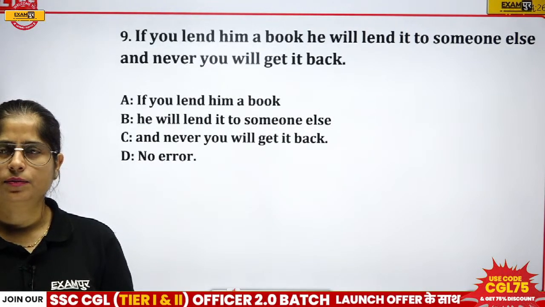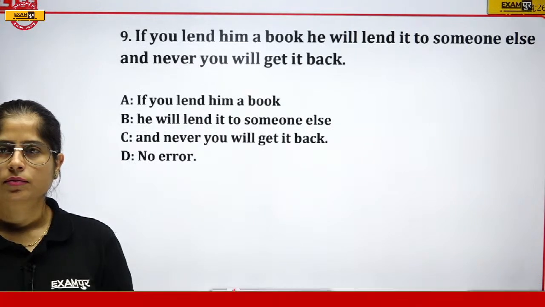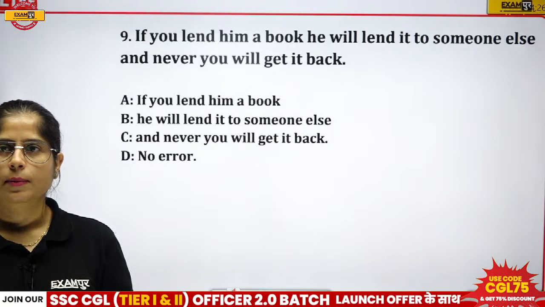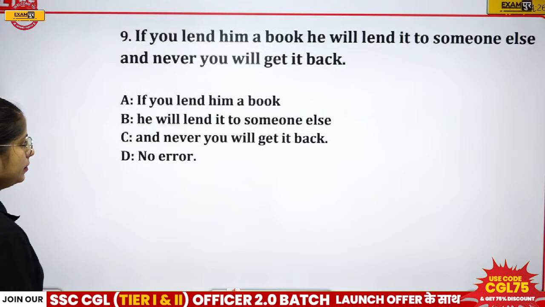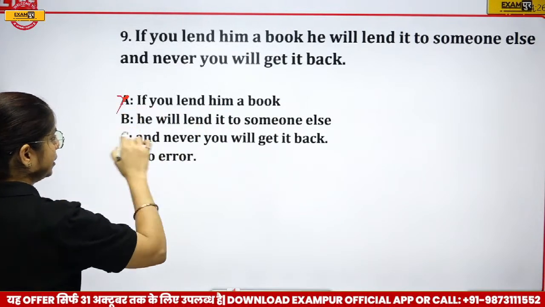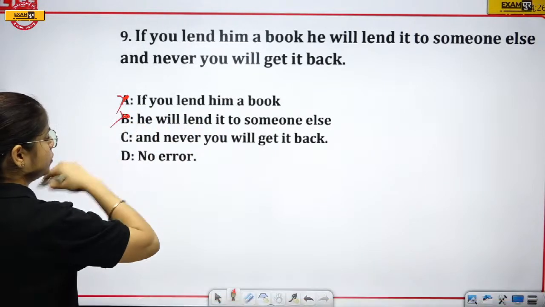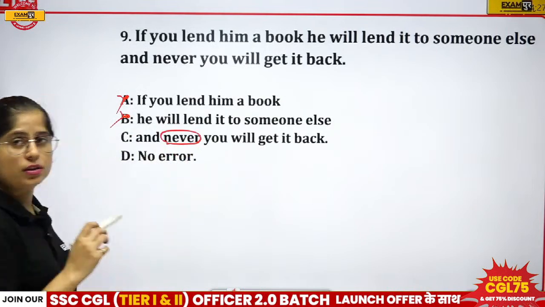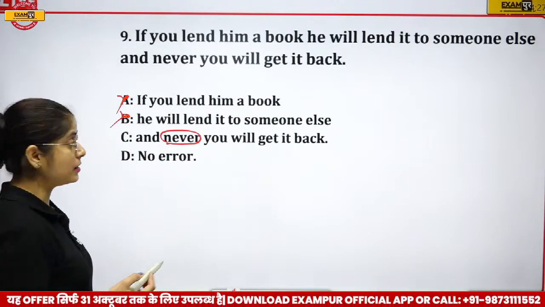Have you got the answer? See, the error lies in this part. This is correct. If you lend him a book, correct, eliminate. He will lend it to someone else. That is also correct. And never you will get back. The formation is incorrect. Yes, C has the error.